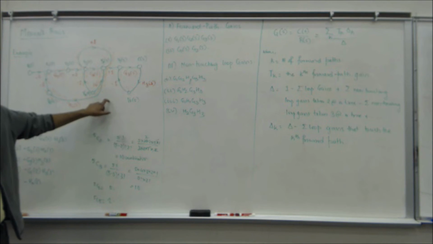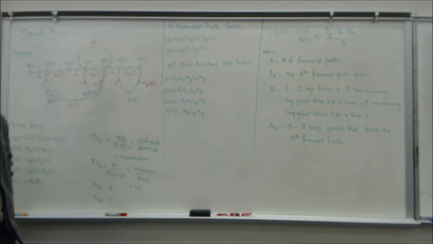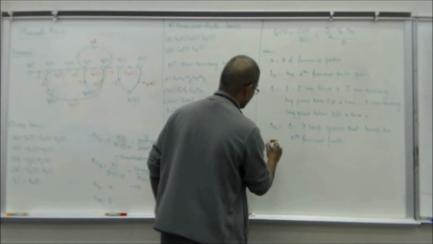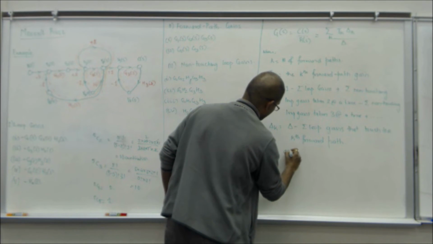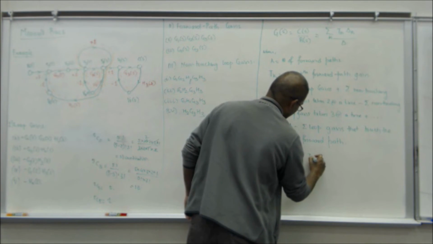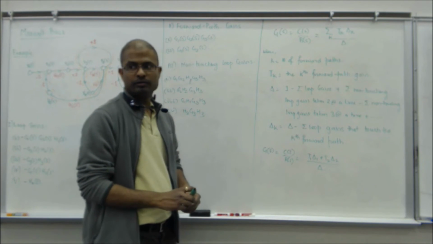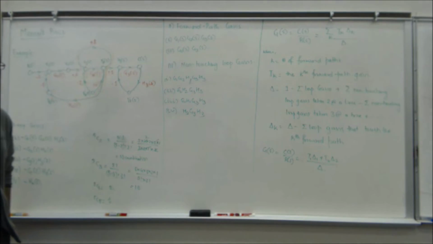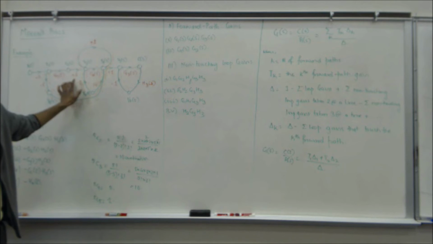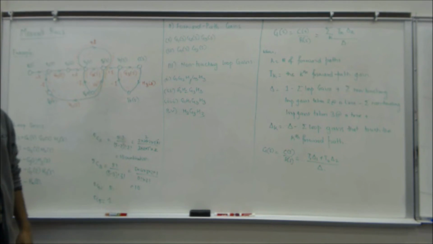What is K for this example? 2. So the number of forward paths here is 2. What is Tk, or what is T1? For this example, the formula changes to C(s) over R(s) is equal to T1 delta 1 plus T2 delta 2 over delta. Got it? So that summation of Tk delta k means this for this example: T1 delta 1 plus T2 delta 2, because K is equal to 2.